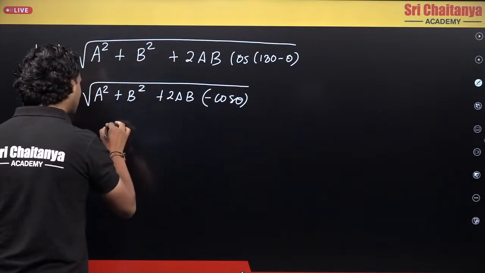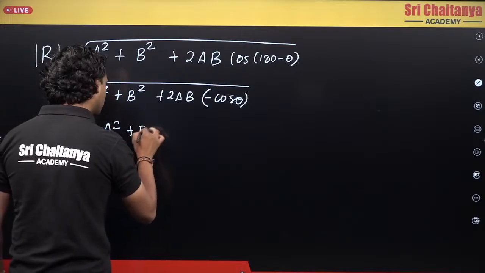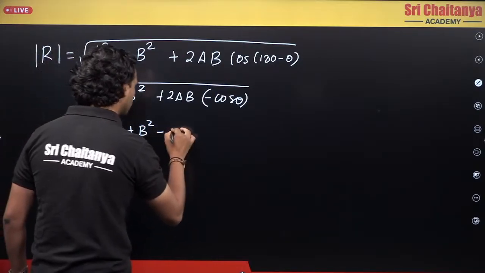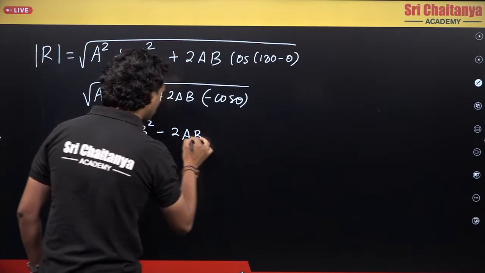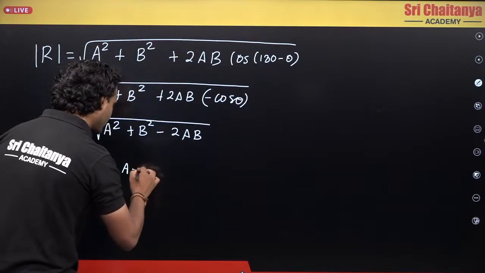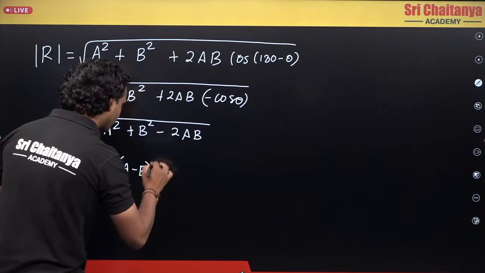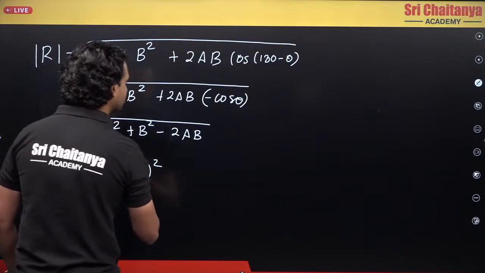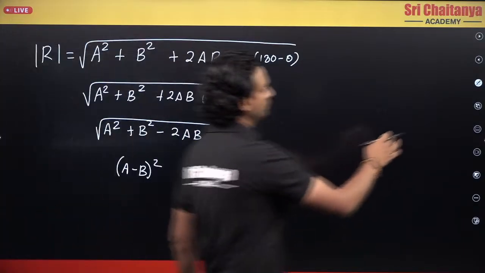So this is how much? A square plus b square minus 2ab cos theta, under root, right? And what can I write this as? I can write a minus b whole square, right? A minus b, sorry, I did make a mistake, sorry.